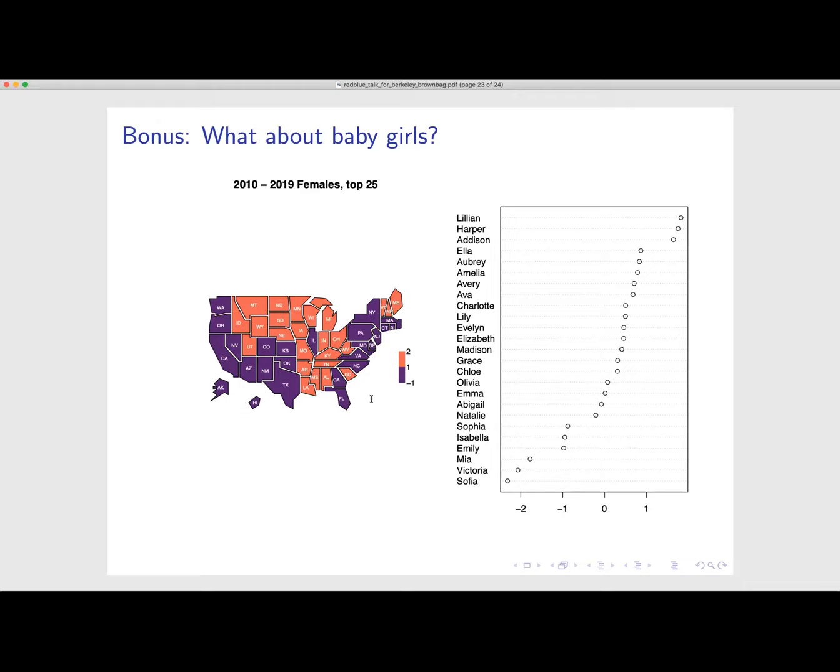Lillian, Harper, Addison, Ella are the orange names. And Sophia, Victoria, Mia, Emily, Isabella are the purple names. So actually these are fairly, now that I look at these names, I'm not saying why I say they didn't connote things. Maybe when I looked at the old ones, I couldn't do it. But Lillian and Harper connote Southern magnolias to me, and Sophia, Victoria, Isabella connote strollers in front of very expensive stores to me.